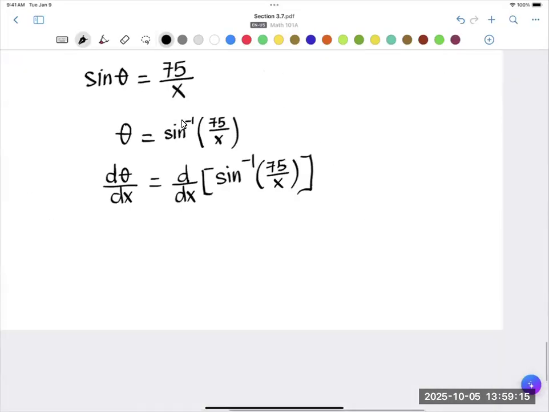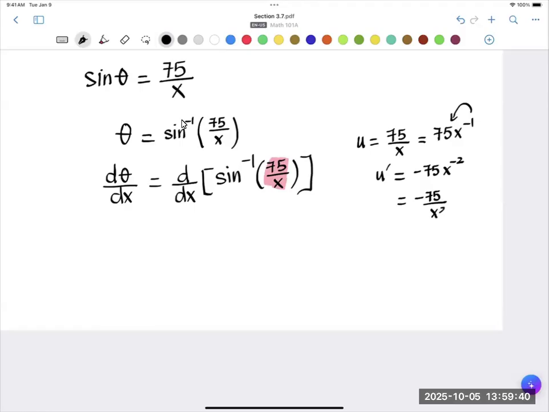So what is my u here? My u here is 75 over x. If I rewrite this as 75x to the power negative 1, then what is my u prime? My u prime will be negative 75, because I bring down the negative, x to the power negative 2, which is negative 75 over x squared. All right, so we have our u and we have our u prime. All we have to do is replace everything.